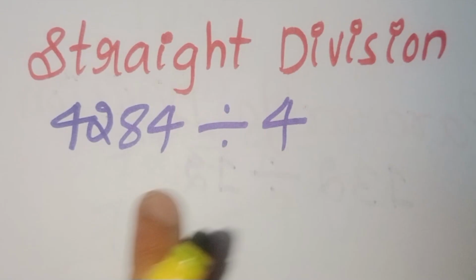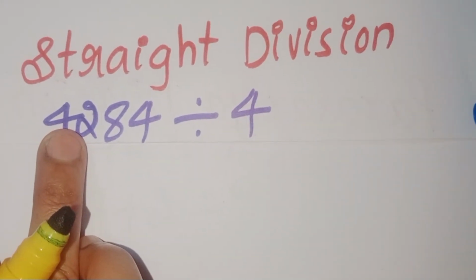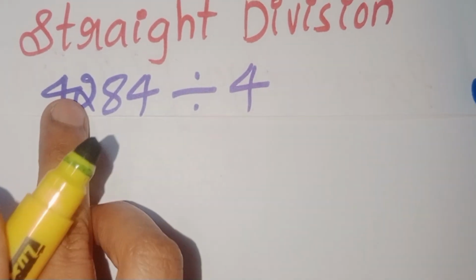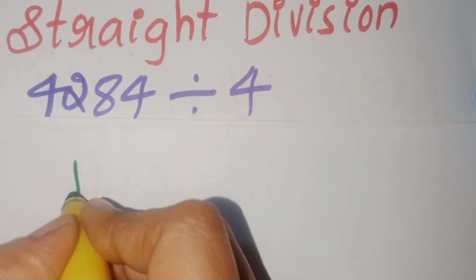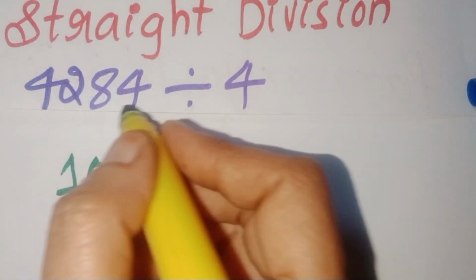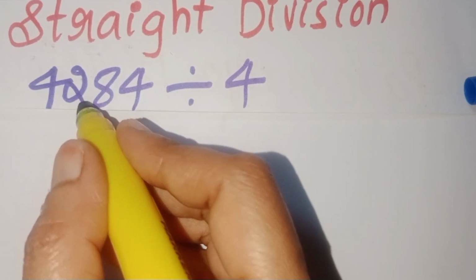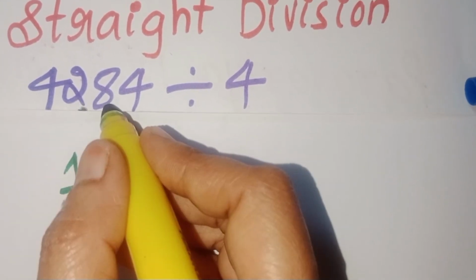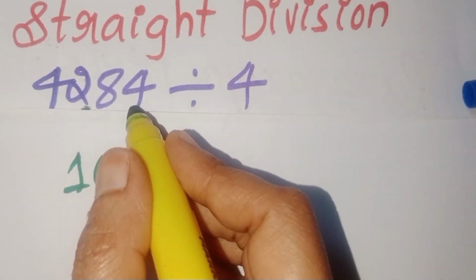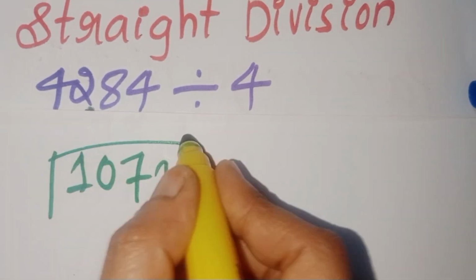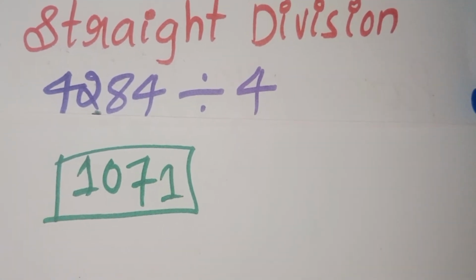Straight division. Divide the first digits. 4 10s are 40. 10. 2 remains. 4 7s are 28. 4 1s are 4. So the answer is 1071.